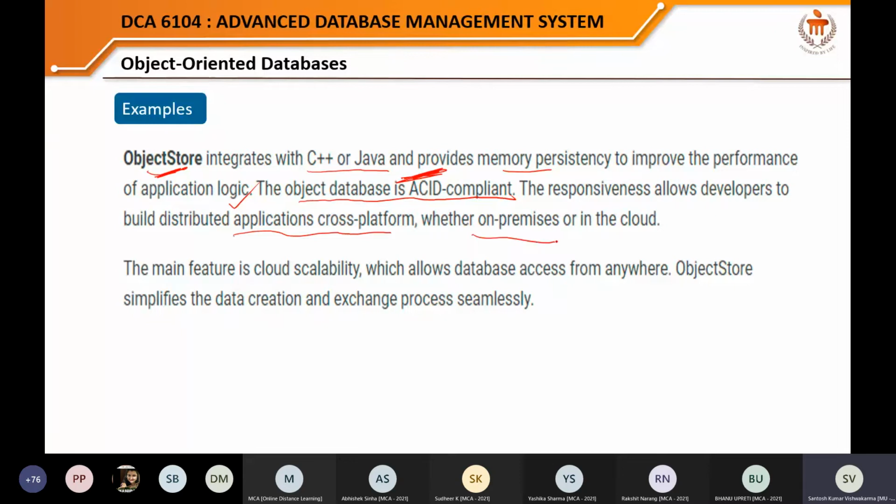As you see with ObjectStore, you cannot directly work because the trial is not available. But if you get a project or any opportunity to work with ObjectStore, you can find it out. Whatever the benefit of C++ or Java in terms of object-oriented programming, you can have over this. The main feature is cloud scalability, which allows database access from anywhere, and ObjectStore simplifies the data creation and exchange process seamlessly.